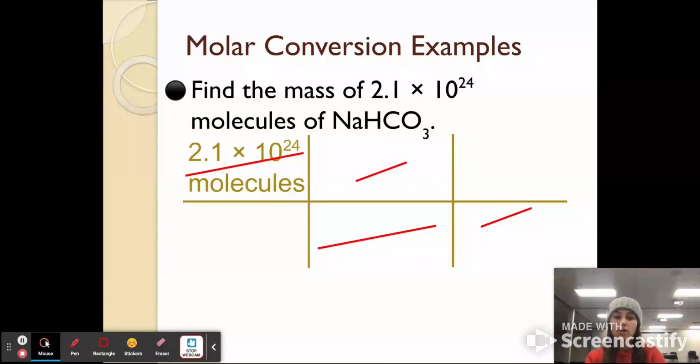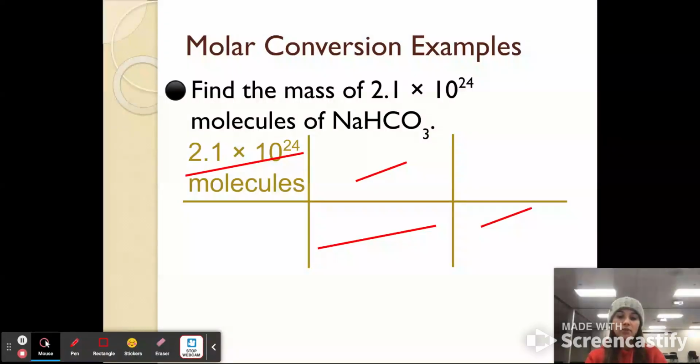All right, now we don't want molecules, right? We want mass, which is a little bit different because I can't just go straight from molecules to mass, right? We don't have a conversion for that. So what can I do? I can get to moles and then I can go from moles to mass. So if I'm going from molecules to moles first, let's do that.